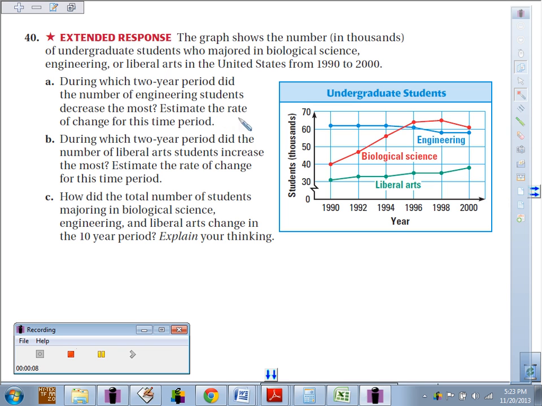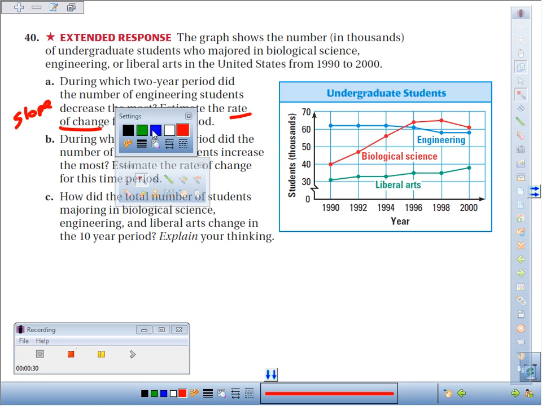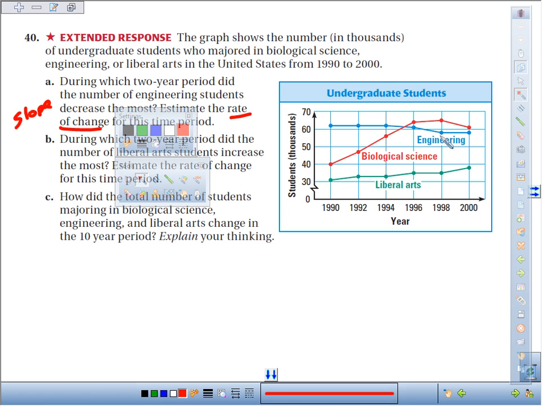What we're looking for, rate of change, is just a fancy way of saying slope. During what two-year period did we see the biggest slope decrease? During when did it go down the fastest? Stayed the same, went down a little bit, dropped a little more dramatically, stayed the same. So where did it drop the fastest? Between this year and this year, which was 1996 to 1998.